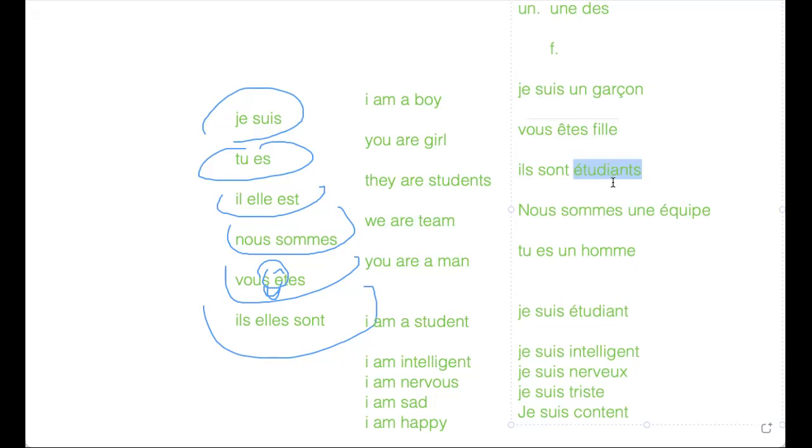Ils sont étudiants. They are students. Nous sommes, we are a team. Nous sommes une équipe. You have to understand the meaning of students, étudiants, team, équipe. What is team? Équipe. Tu es un homme. Homme is a man. Un, because we have a male, masculine. Is it clear to you, Rashmi?